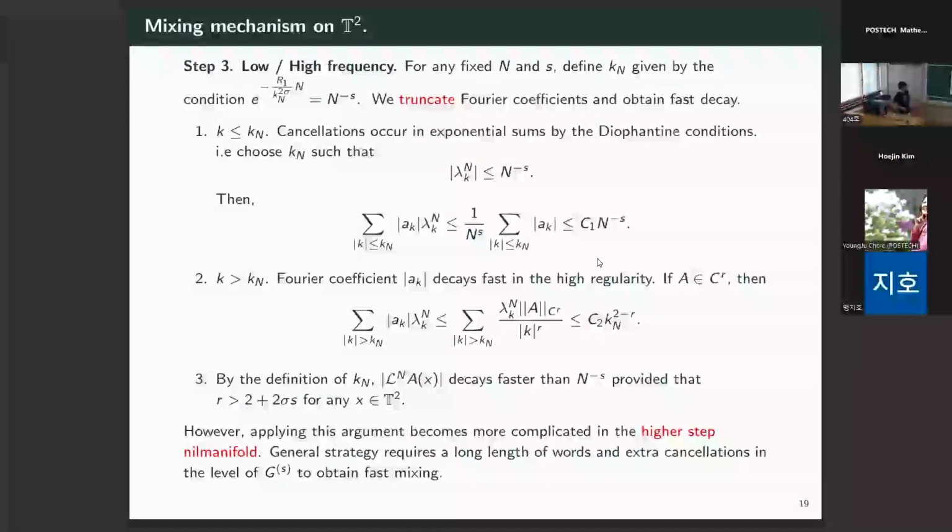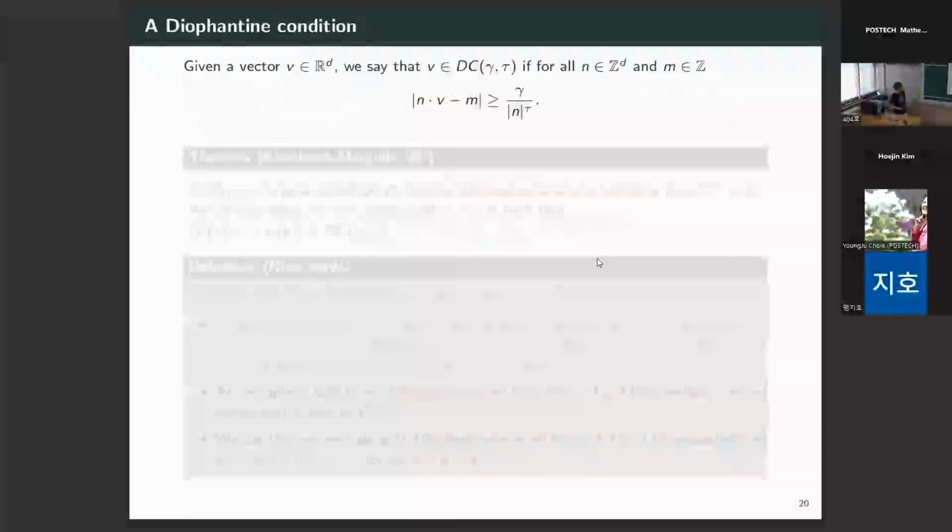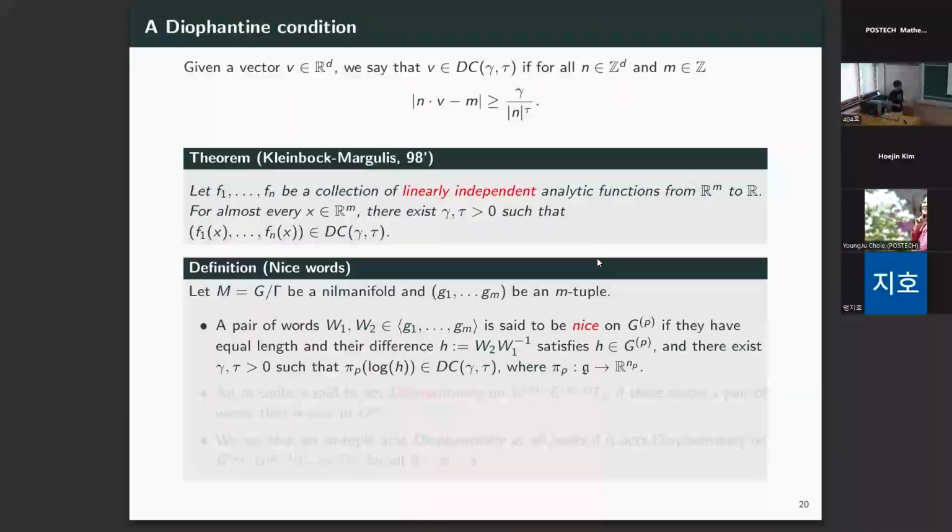And this is where the idea of words comes into play. This is just a Diophantine condition, so I will not explain much more. This is one technical part, but I want to briefly explain.